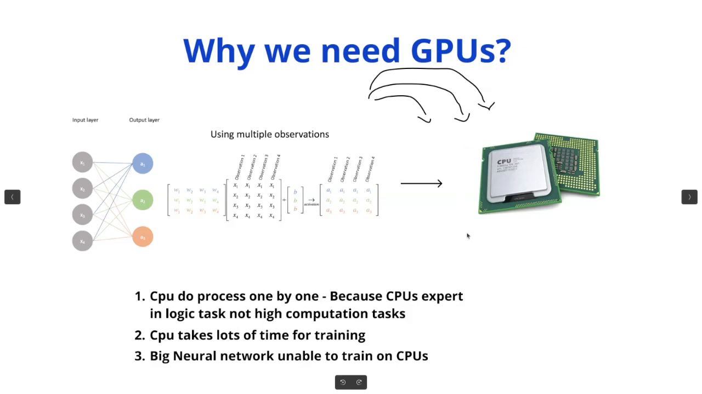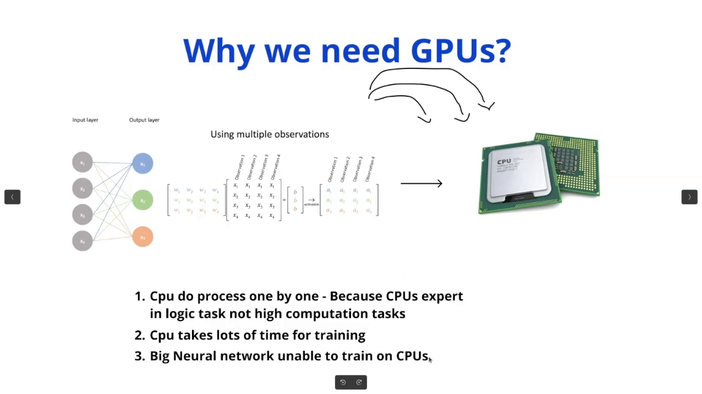The CPU executes the matrix multiplication at a very high speed and sends the output to our code. Now, as we know, in artificial intelligence training there are millions of matrix multiplications happening. If we send only 1 to 2 matrix multiplications at a time, it takes a long time to train this artificial neural network. The CPU is very slow in training artificial neural networks. That's why the CPU takes a lot of time for training, and a big neural network is unable to train on a CPU.